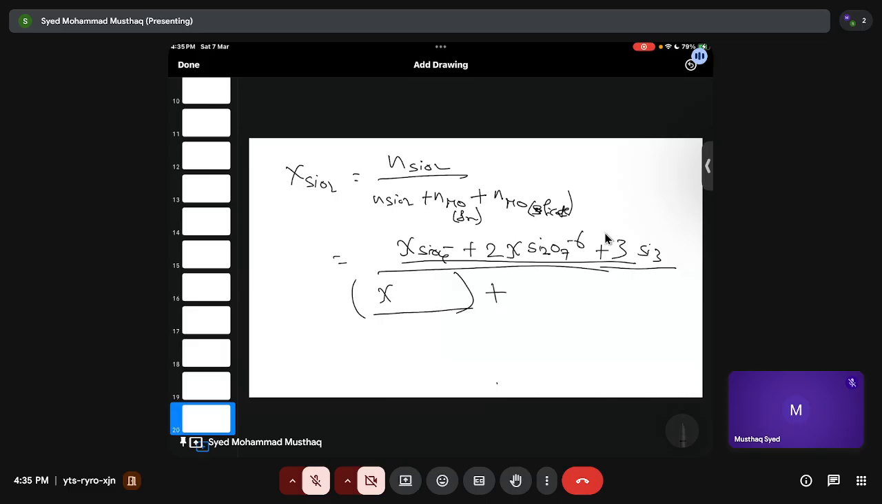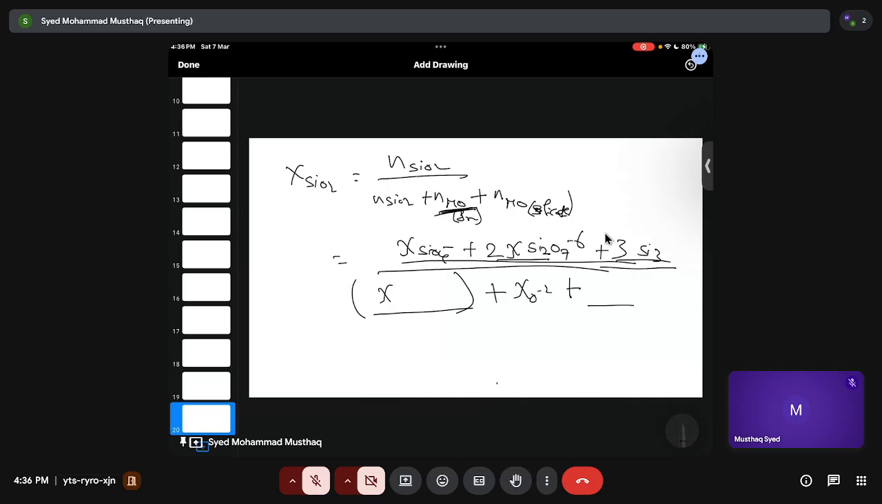Now whenever you have a free metal oxide, you also need to add 1 mole extra, because you also have O minus 2. You need to add an extra number of moles because of this oxide. That's why you will add 1 mole extra from this, so this number will become 3. That's how we got the equation.